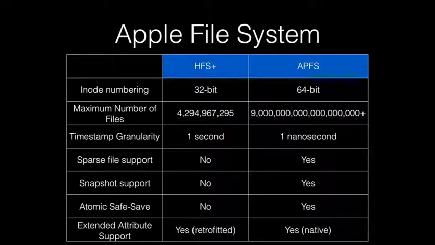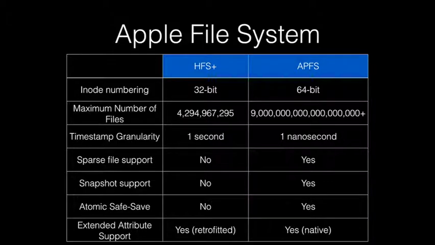So APFS includes a number of features that are not currently available in HFS Plus. The first is that we're upgrading allocation blocks to 64-bit support. So this allows APFS to support over 9 quintillion files on a single APFS volume in place of HFS Plus's 4 billion and change.